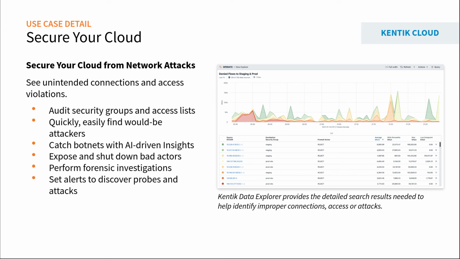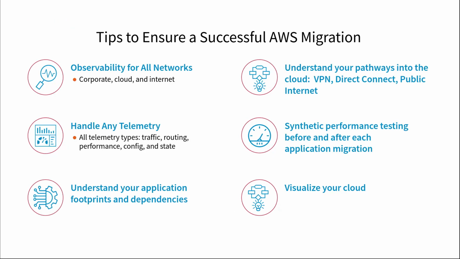I love working here at Kentik because we provide so many benefits to our customers when they're looking at this traffic and helping understand what's going on-prem and in the cloud. So as a quick recap, tips for ensuring successful AWS migration: make sure you understand what's going on for all your networks, what's going on in the corporate, in your data center, and then as you're landing that footprint, what that cloud and internet looks like.